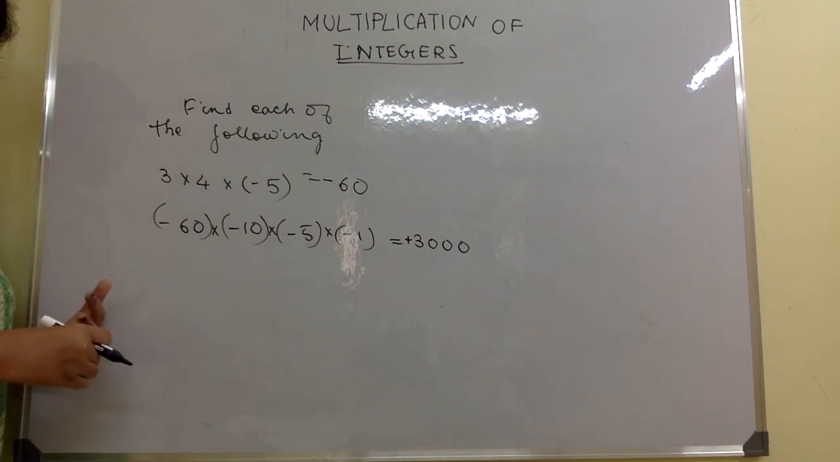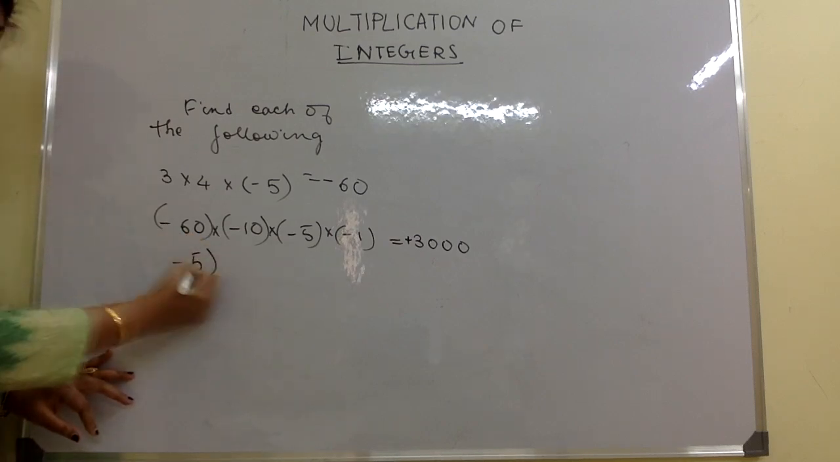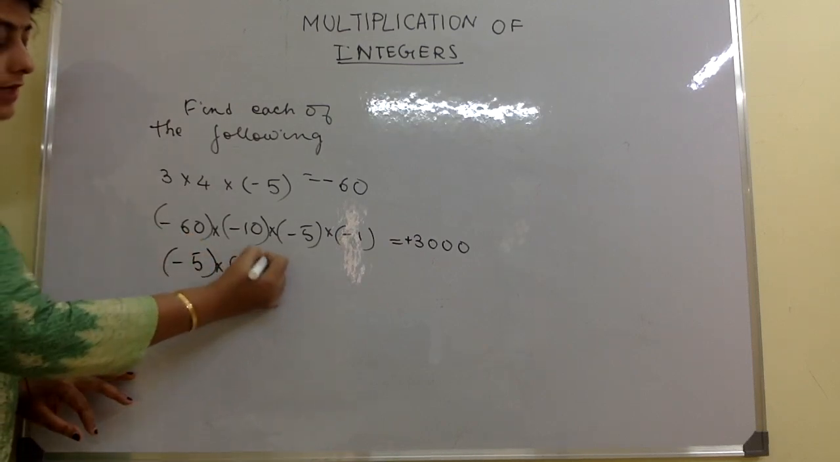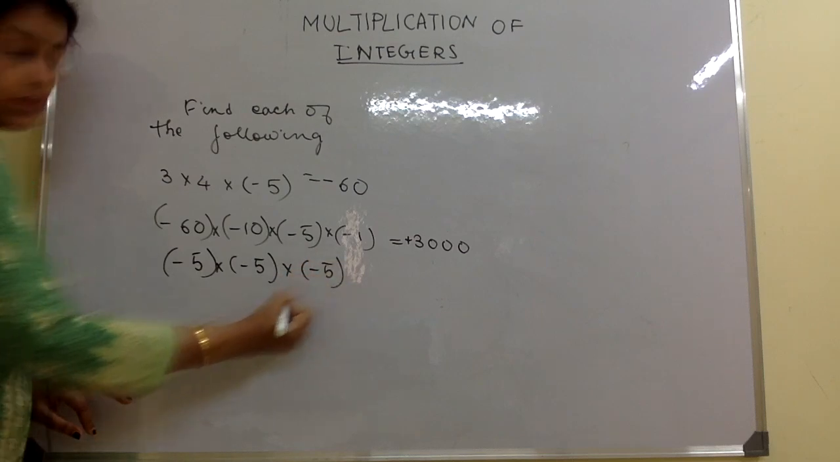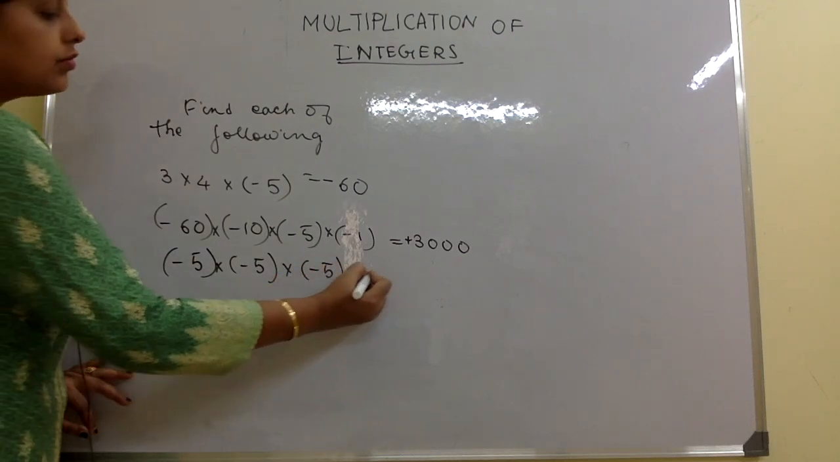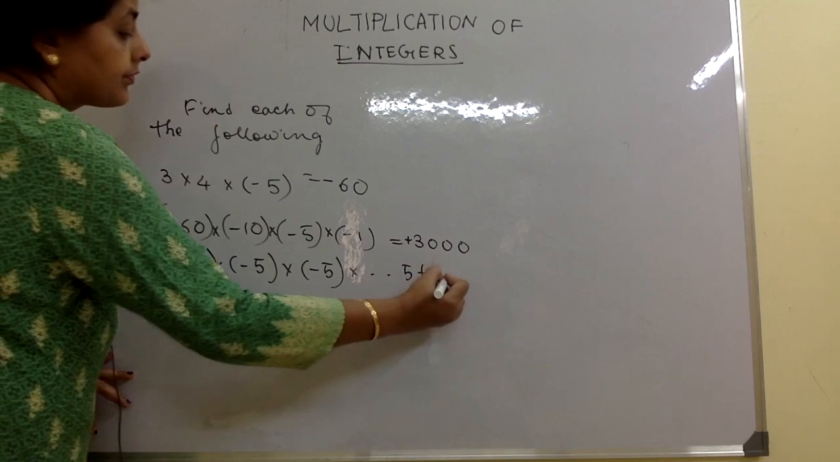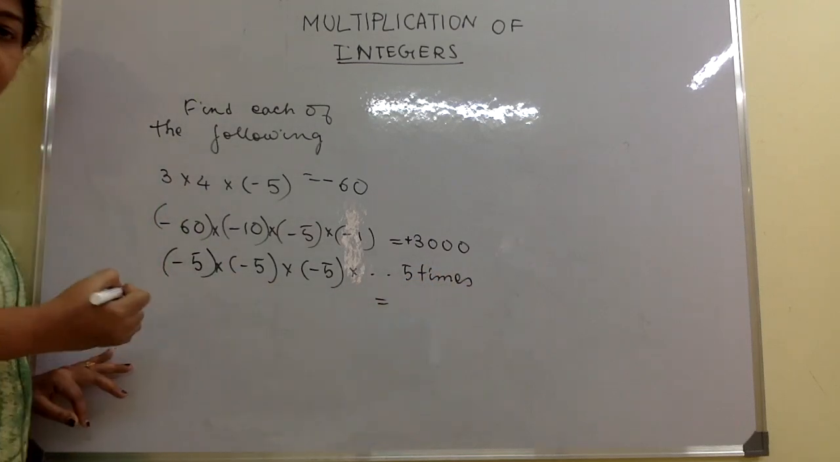Now let me take one sum which looks like this, minus 5 into minus 5. Now these are the sums which come for MCQs. Minus 5 into 5 times. Yes, this is into 5 times.